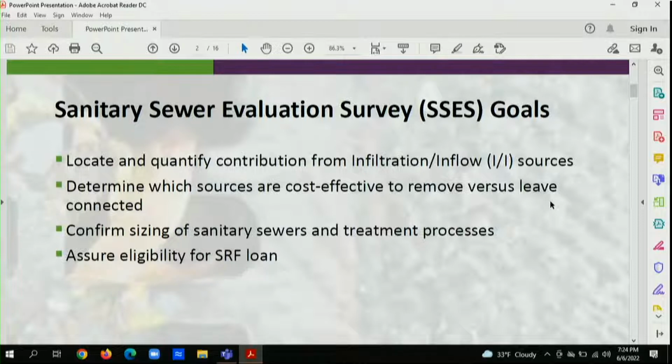This allows us to confirm sizes of sanitary sewers and processes at the treatment plant once we know what we can leave in or what we can remove. And it's a necessary step to remain eligible for an SRF loan. When you're looking at a project or projects that manage wet weather, you have to go through these steps.